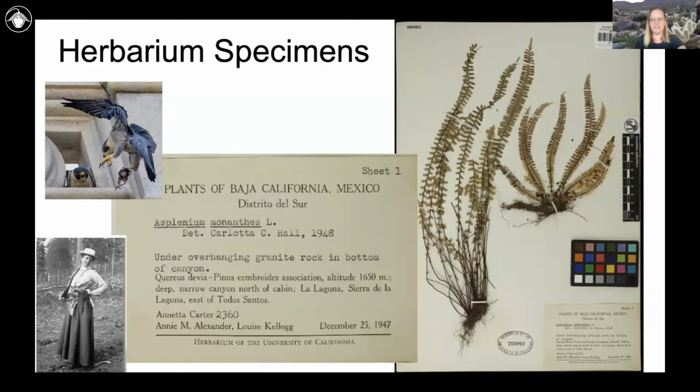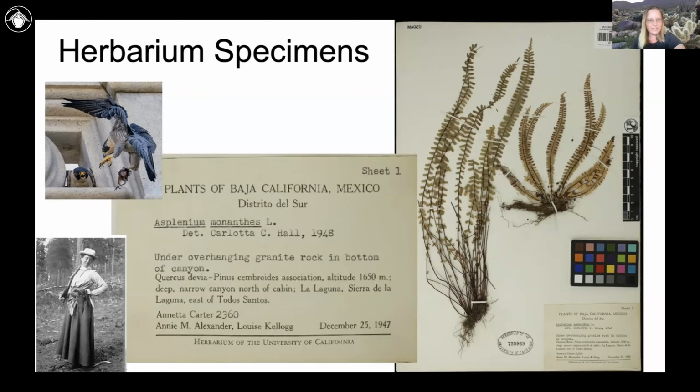And then looking through specimens too is just like an amazing way to feel connected to history. You just feel connected to people through space and time. And just imagining being on this trip, to be a fly on the wall on Christmas Day, shortly after World War II, in the far southern end of the Baja California Peninsula in Mexico with Annetta Carter, Annie Alexander, and Luis Kellogg, just climbing through this canyon and collecting ferns. It's just like amazing to imagine being in that place.